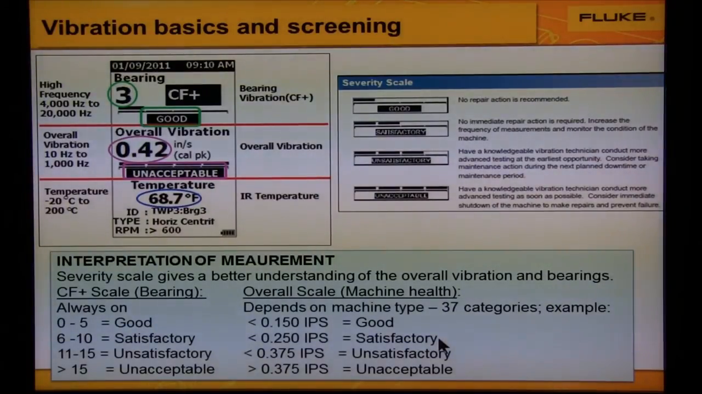Even though you won't see a severity scale for overall vibration, you'll still see a severity score of Crest Factor Plus along with the 3 readings: overall vibration, Crest Factor, and temperatures. Simply trend the overall vibration levels over time and make your own alarm levels.